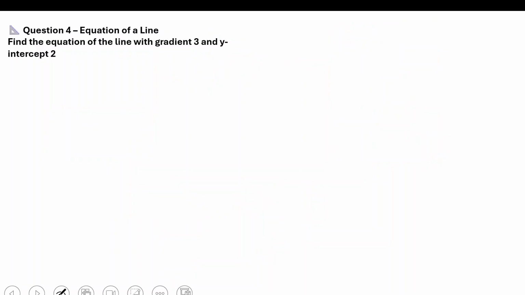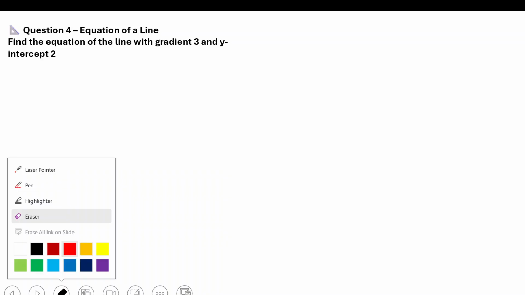So equation of a line. The question here says find the equation of a line with gradient 3 and y intercept 2. Okay, so let's see. This is a straight line, for instance. This does not really define what.